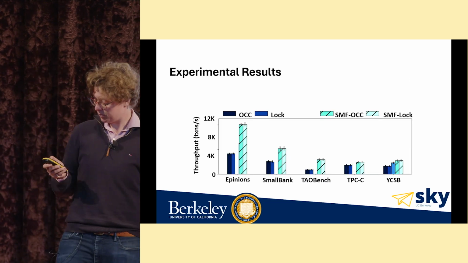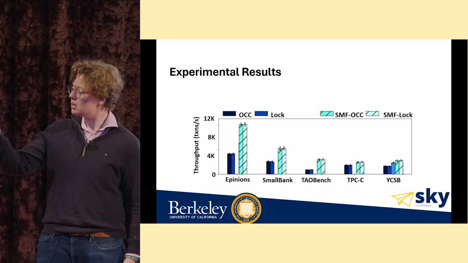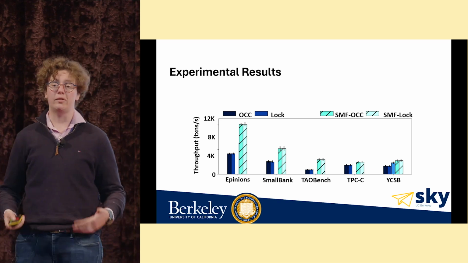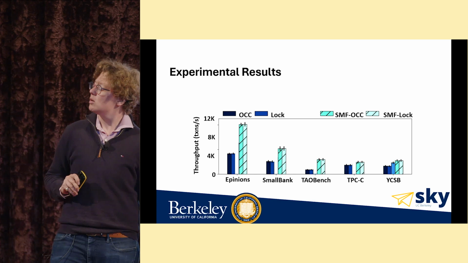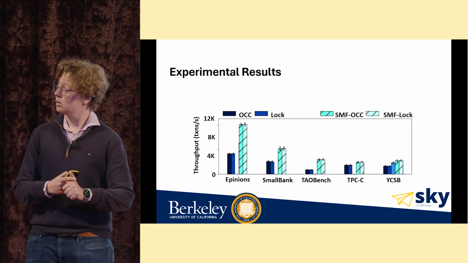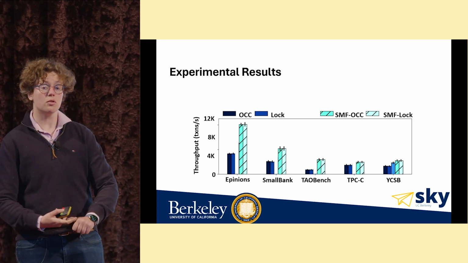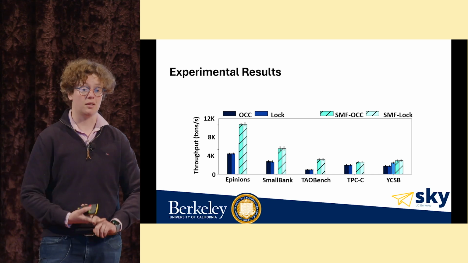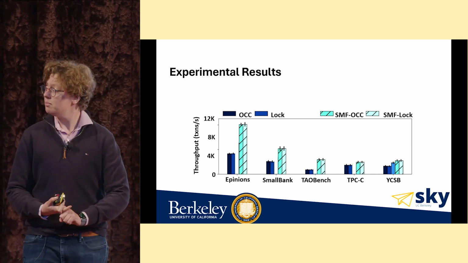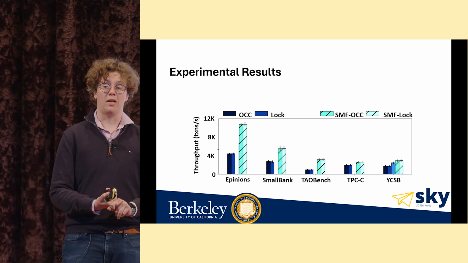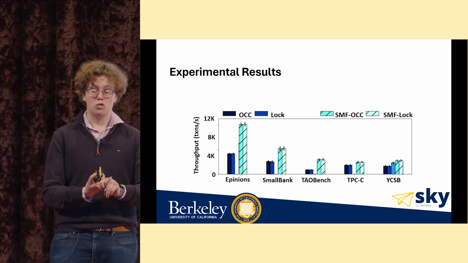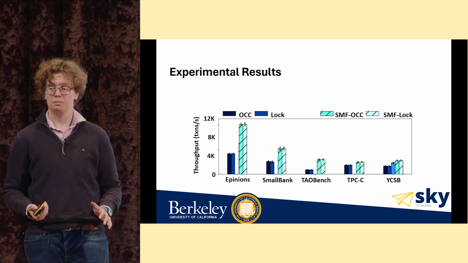So the results look like this. We tested on a few database benchmarks that are pretty common, and we looked at the results for scheduling on top of optimistic concurrency control and scheduling on top of pessimistic concurrency control. And in both cases, we're able to achieve up to 3x performance gains just from that scheduling.